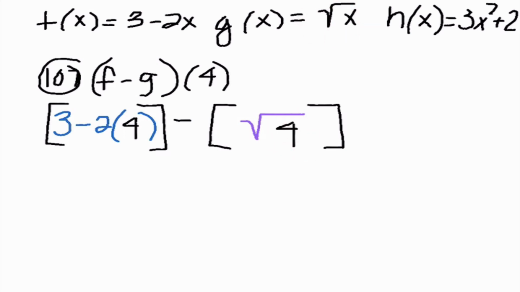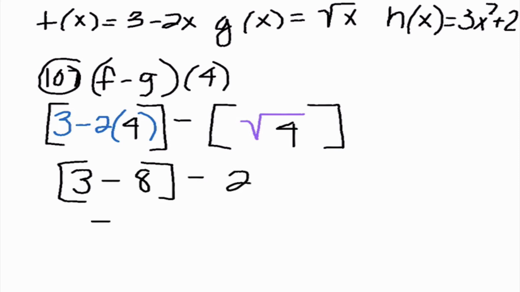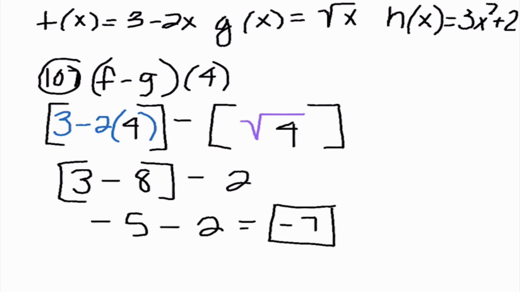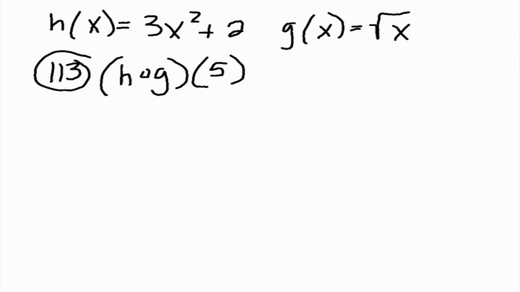Now it's really important to put this second function in parentheses, especially when we have subtraction, because I might have to distribute. In this case, I just have one term, so that doesn't matter. But if it was like x minus square root 4, I would need to make sure to distribute the negative to both of those, and that's something I would expect to see on a test. So if I actually go through this, I have 3 minus 8 minus 2, so negative 5 minus 2 is negative 7. So now we're going to go through composition.